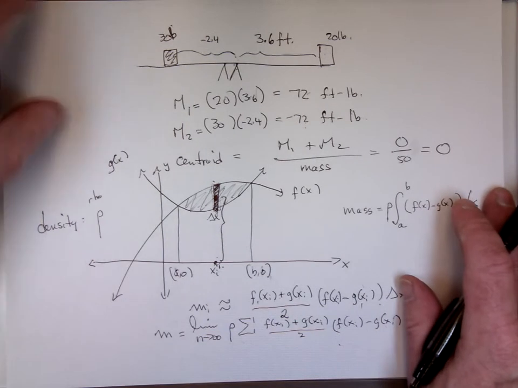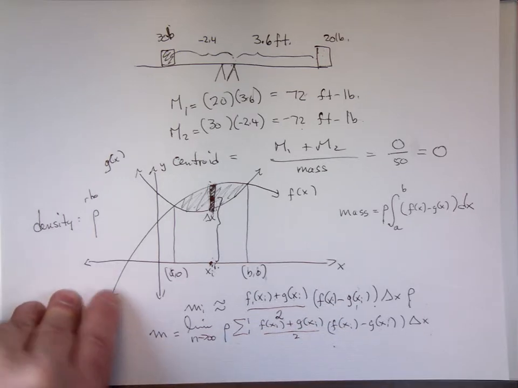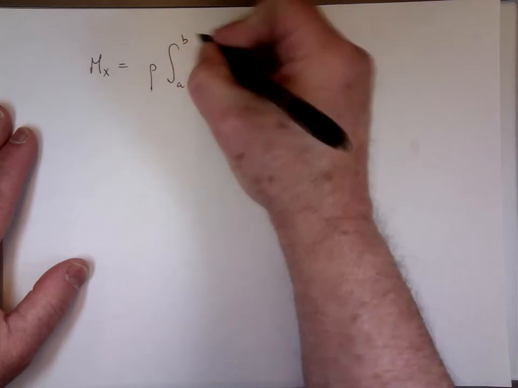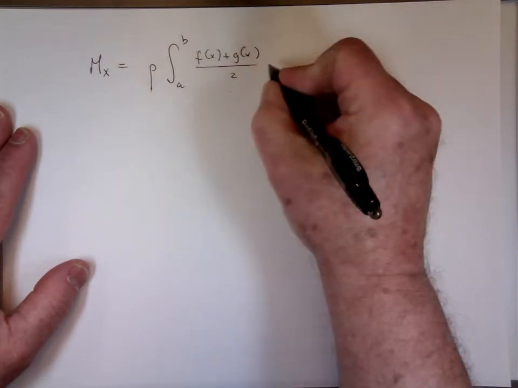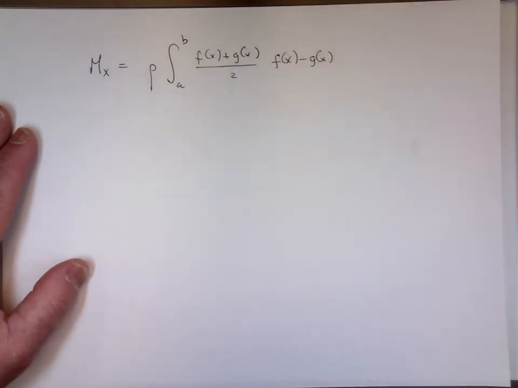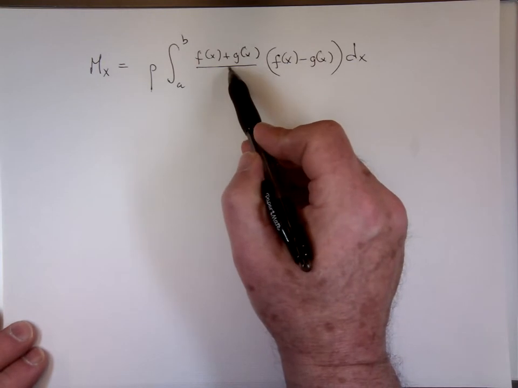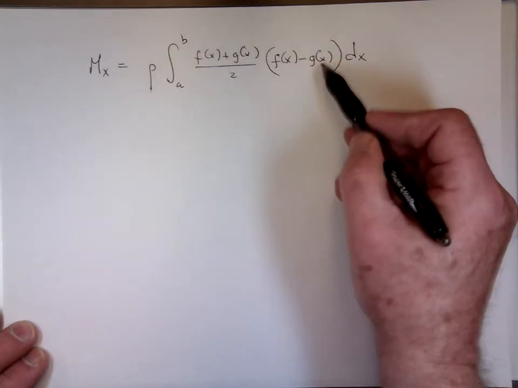You ready? Everybody all set? So, the moment from the x-axis is equal to rho, the density, times the integral from a to b of the sum of the two functions divided by 2, times the difference of the two functions, times dx. That is the moment from the x-axis. It's the distance right to the middle, times an area, this times delta x, times the density, which gives us a mass times a distance. It's a sum of all those mass distances. That's the moment from the x-axis.